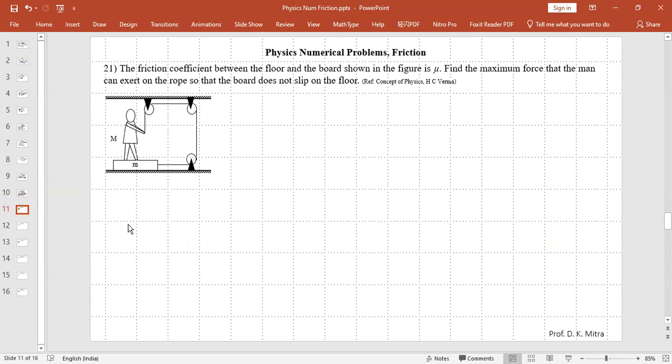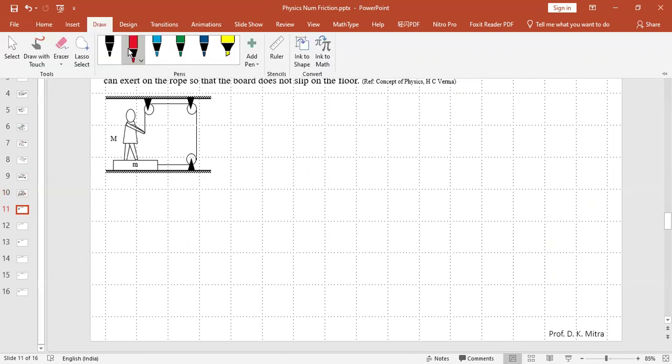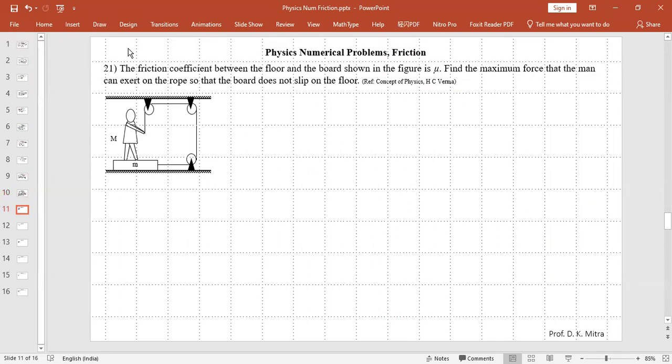In the next question, it says that the friction coefficient between the floor and the board shown here is mu. That means the friction coefficient between the floor and the board is mu. Find the maximum force that the man can exert. So the man is exerting a force here, resulting in an upward tension T. What is the maximum tension so that the board does not slip?